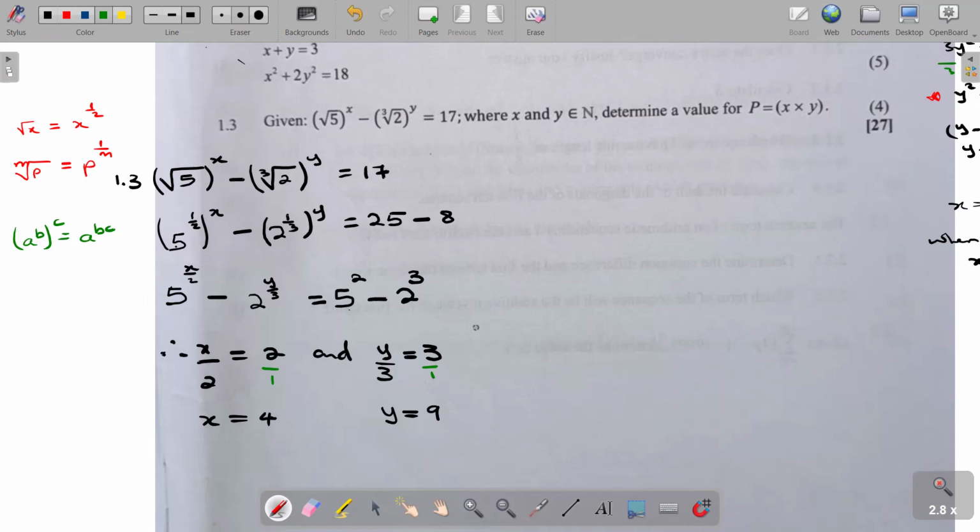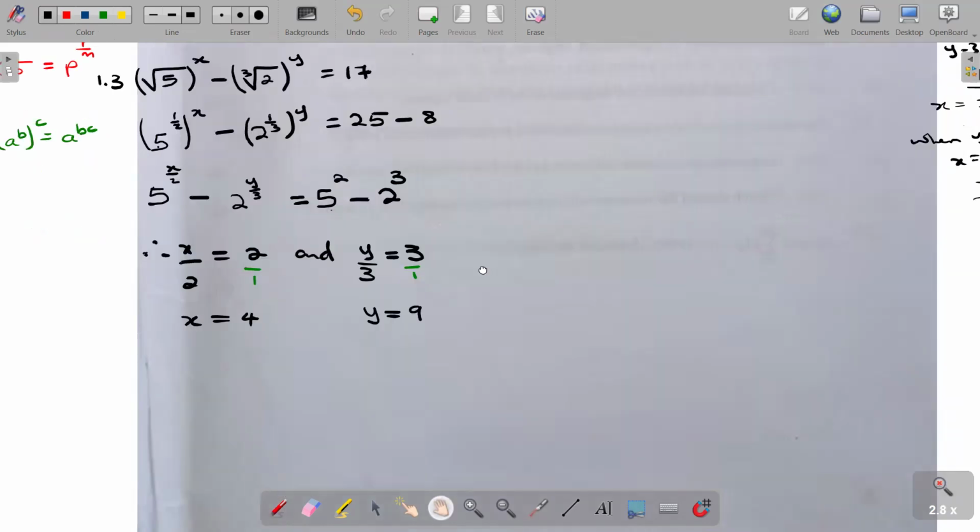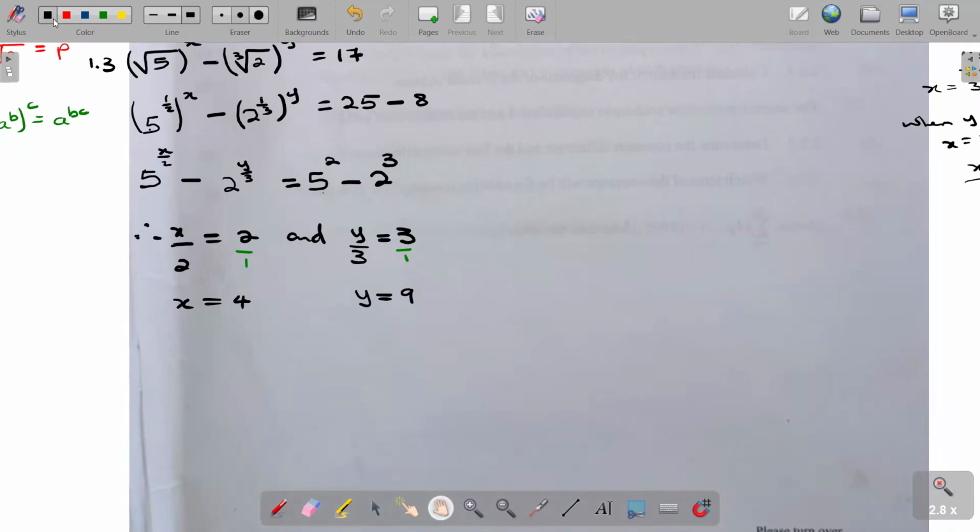So it therefore means that we can simply go and say here, hence, after getting that, p, which is equal to x times y, will be equal to x is 4 times y, which is 9, which is just going to give us 36 there.